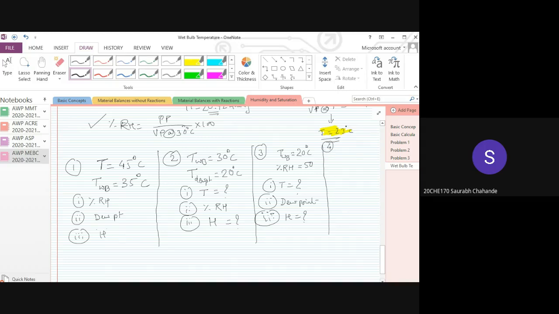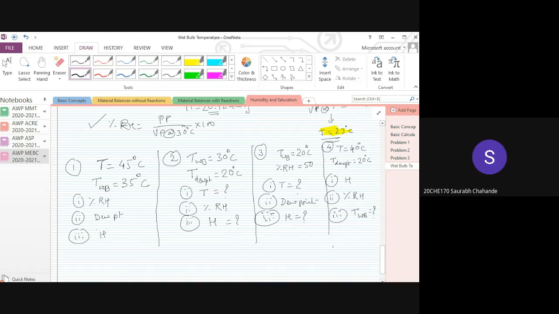The fourth, suppose temperature is 40 degrees centigrade. Dew point temperature is, let's say, 20 degrees centigrade. Can you calculate humidity? Can you calculate percent RH? And can you calculate the wet bulb temperature?